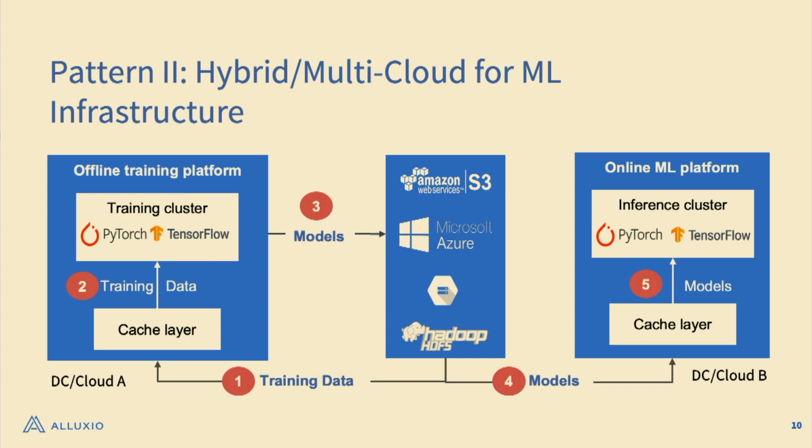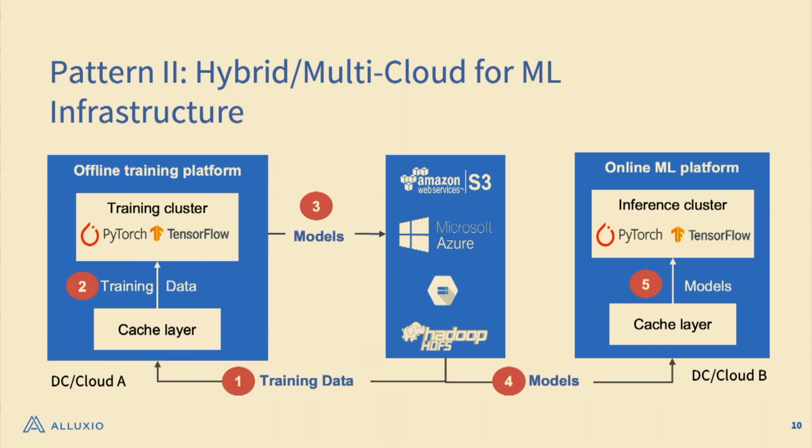And a unified cache layer could play a very crucial role here. The cache will be responsible for loading the dataset first from the remote storage into the cache, and then feeding the dataset into the training clusters. On the other side, when the training jobs are completed and the models are written back to the remote storage, there could be a unified cache layer on the serving platform. This cache layer will be responsible for loading the models first from the remote storage and then feeding the models to the serving clusters for serving purposes.